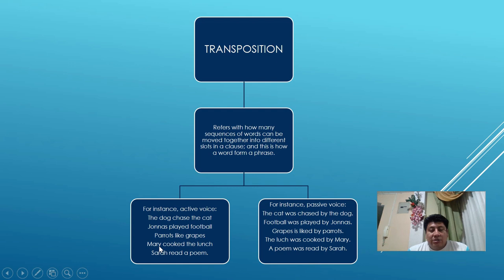In the next sentence, Mary cooked the lunch. We change to the passive voice: the lunch was cooked by Mary. And finally, Sarah read the poem becomes a poem was read by Sarah. So these examples are classic because we change the words into different slots and we keep the same meaning in the sentence.